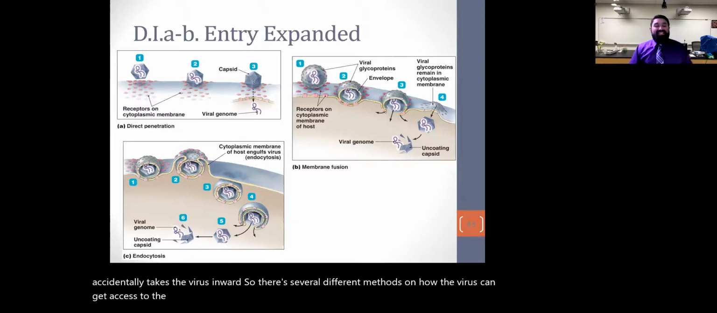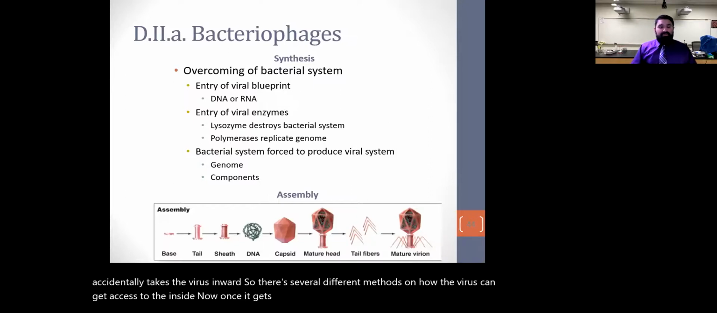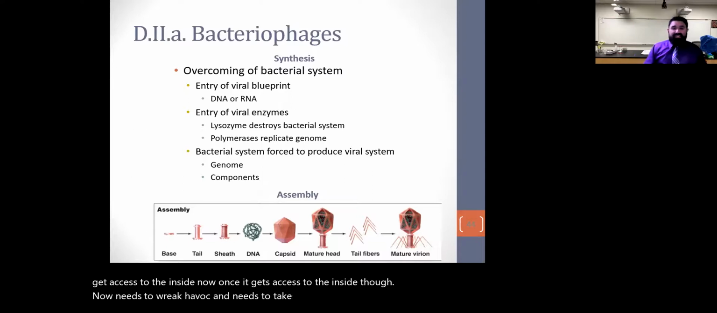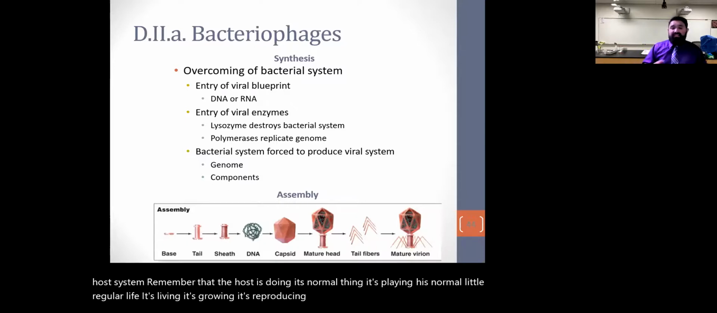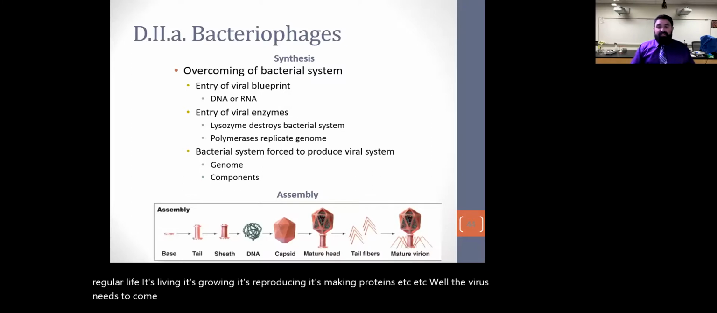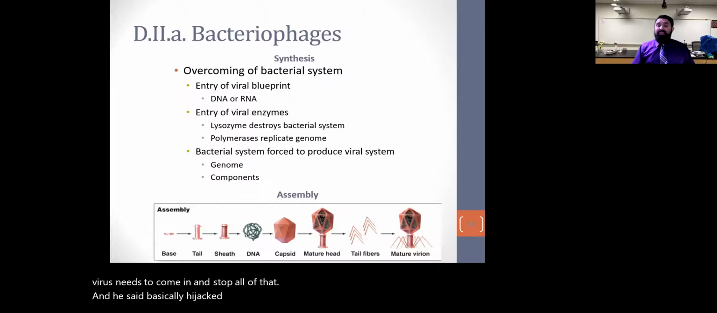Now, once it gets access to the inside, well, now it needs to wreak havoc. It needs to take over. So in this case, it needs to overcome the host system. Remember that the host is doing its normal thing. It's playing its normal little regular life. It's living, it's growing, it's reproducing, it's making proteins, et cetera, et cetera. Well, the virus needs to come in and stop all of that. It needs to basically hijack the system and then take over to make more of itself.